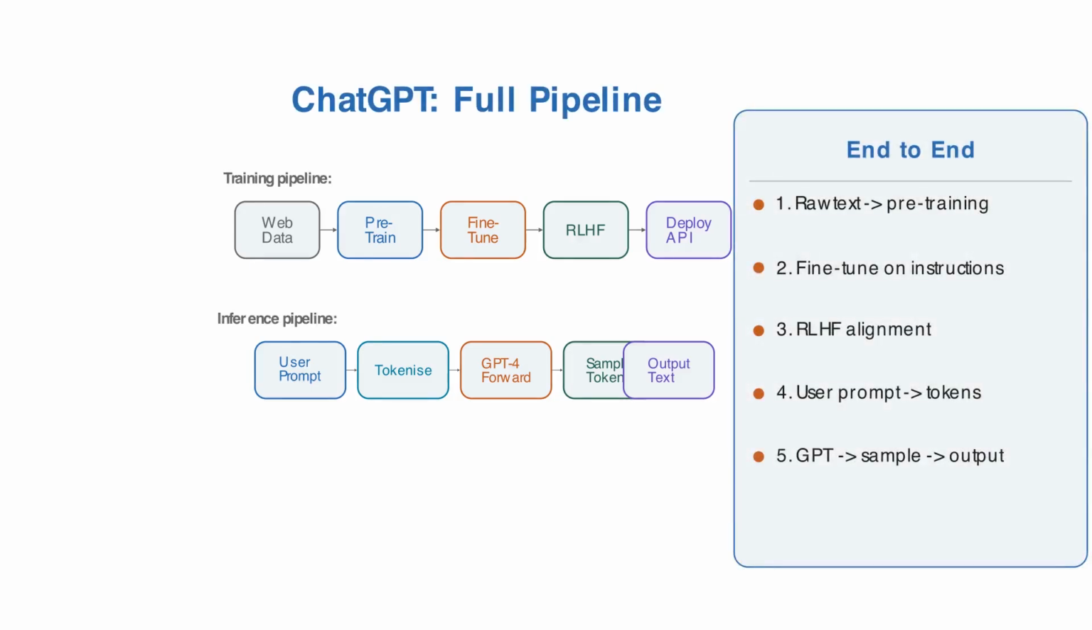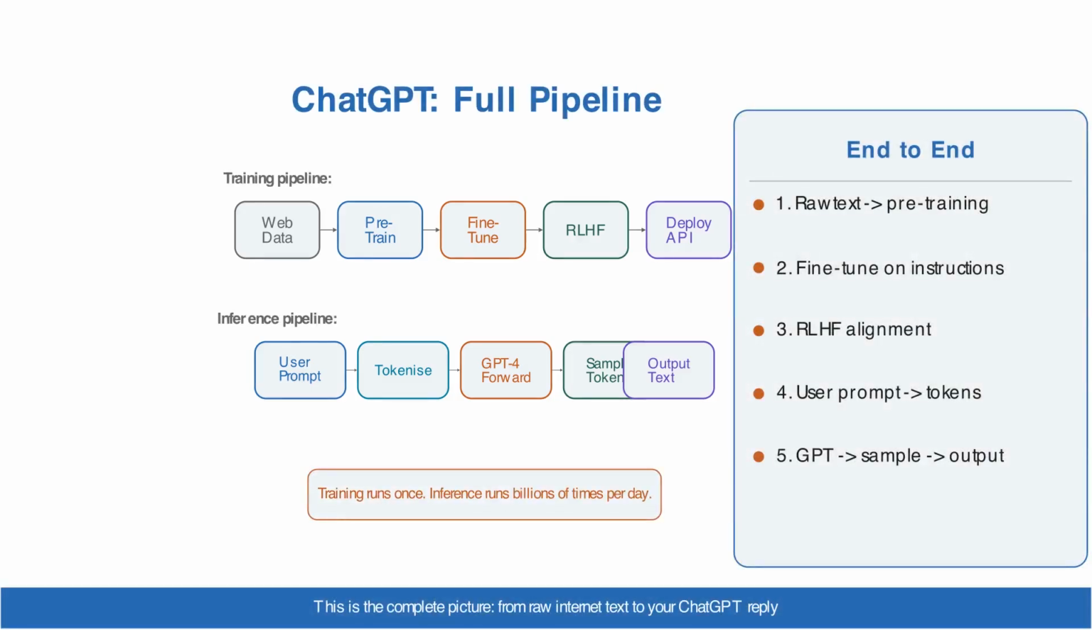Here is the complete picture. Training: raw web data pre-trains GPT on next token prediction. The base model is fine-tuned on instruction examples. RLHF aligns the output with human preferences. Then the model is deployed. Inference: your prompt is tokenized, passed through GPT-4, sampled token by token, and streamed back to you.